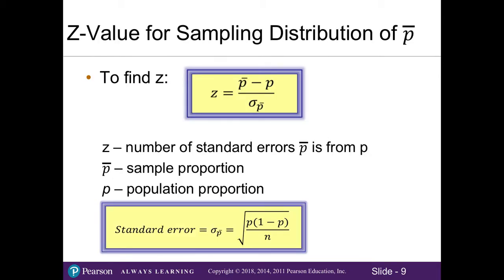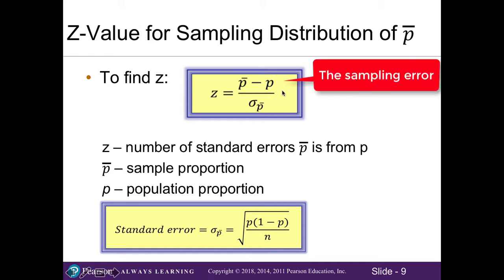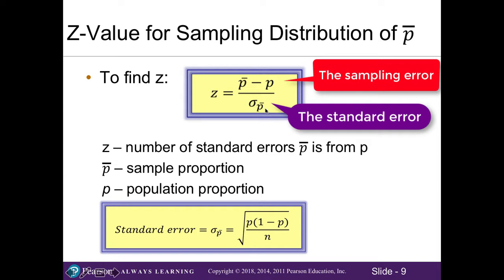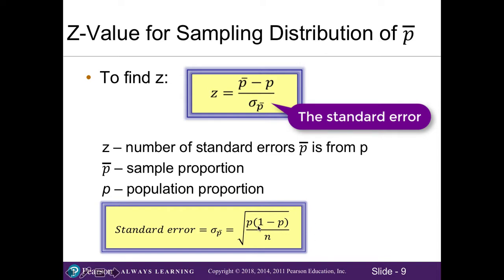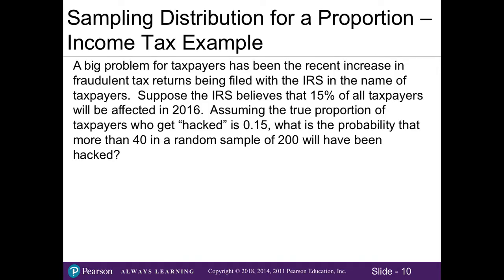Just like when we worked with the sampling distribution of the mean, we can also convert our sampling distributions of p bar into z's. So here is the formula to convert our p bar into a z. You'll take our sample proportion, or p bar, minus our population proportion, and we'll divide it by the standard error. Again, I've listed down here below the formula for our standard error. That's our population proportion multiplied by 1 minus our population proportion, divided by n, and then square root the entire thing. Let's look at an example.